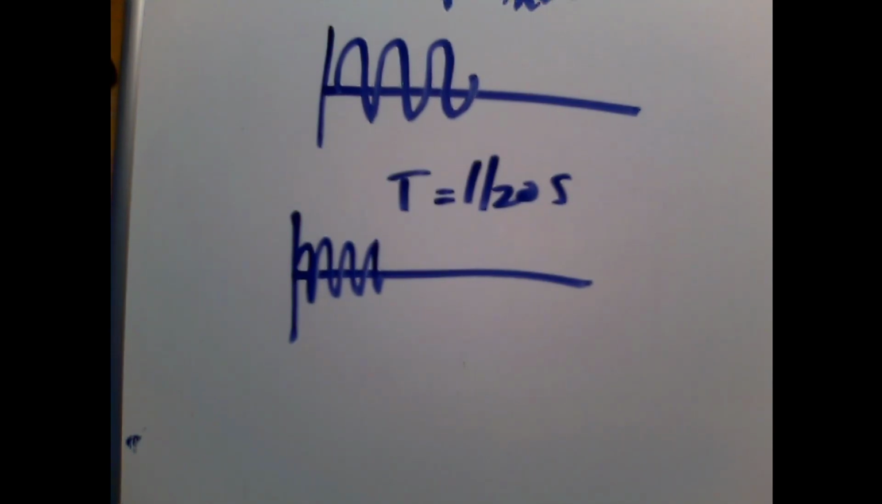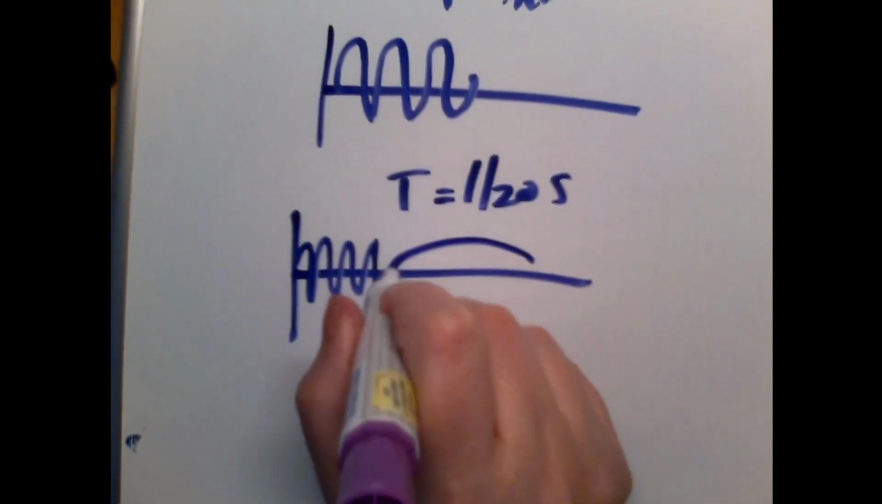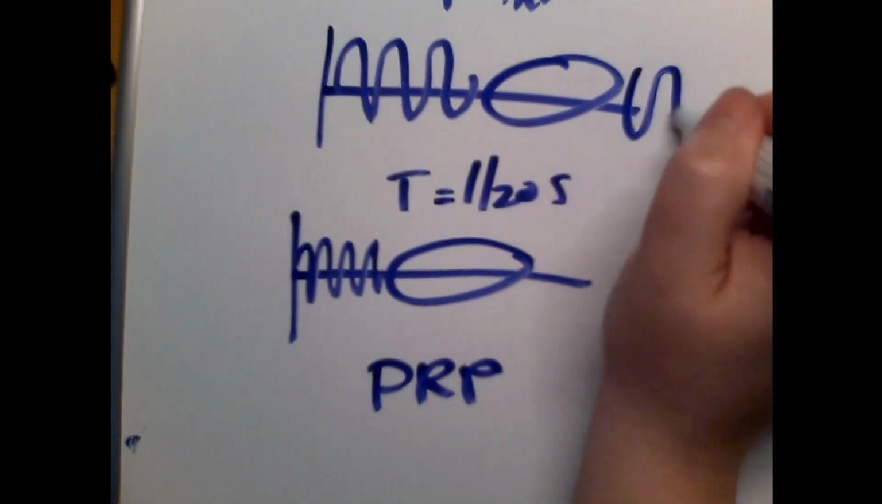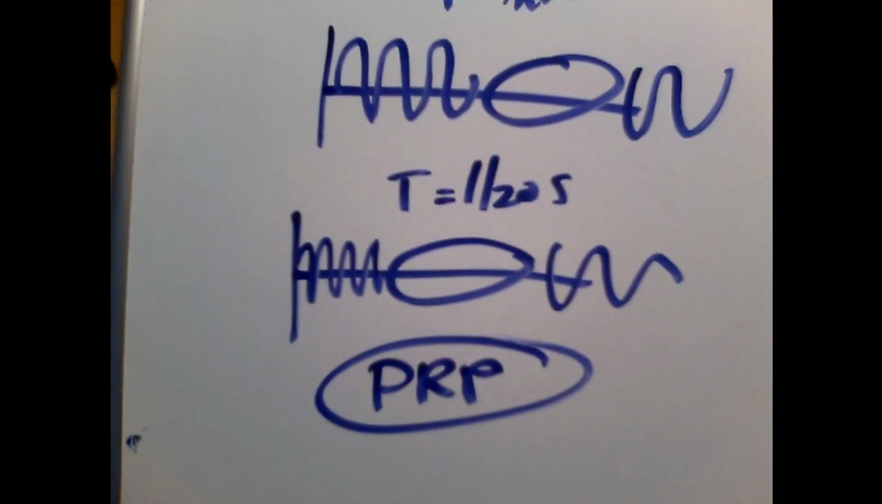Nothing to do with what the PRP is, because PRP has everything to do with how long it is waiting in between before that next pulse comes. Okay? So do not confuse the two. They have nothing to do with one another. Period is a parameter of sound. It has to do with frequency. It's set by the machine. Pulse repetition period has to do with your depth.